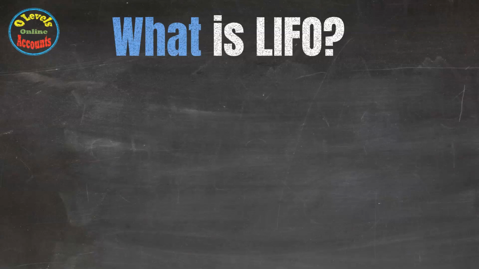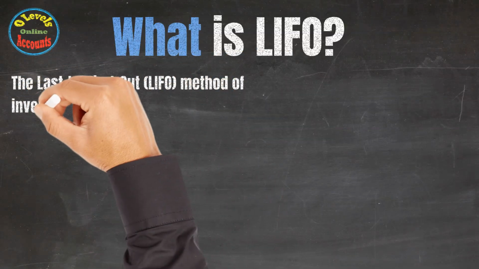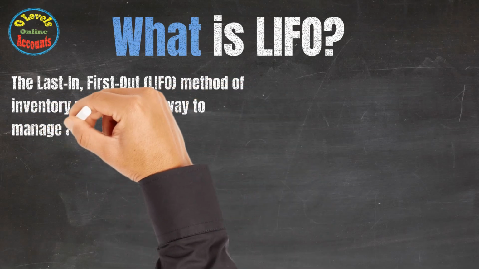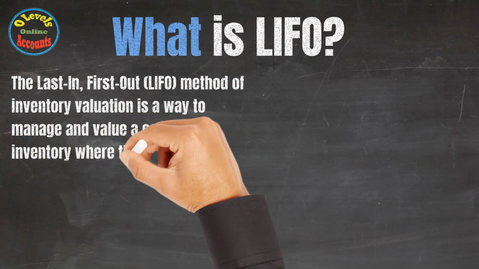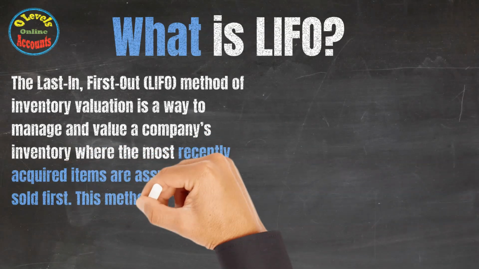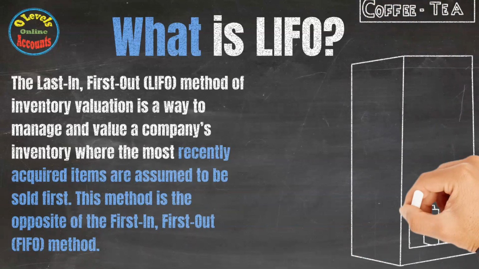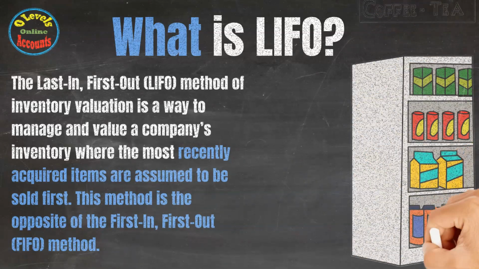What is the last in first out, LIFO method for inventory valuation? It is a way to manage and value a company's inventory where the most recently acquired items are assumed to be sold first. This method is the opposite of the first in, first out, FIFO, method. Let's check its key concepts.